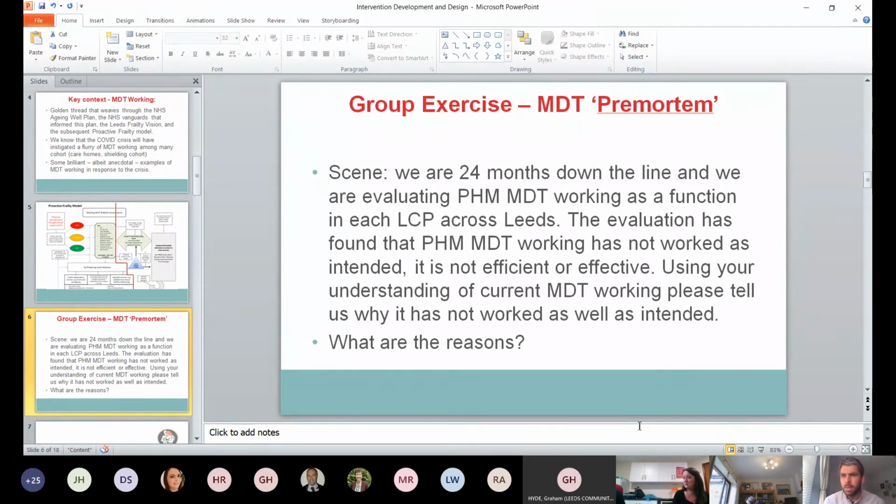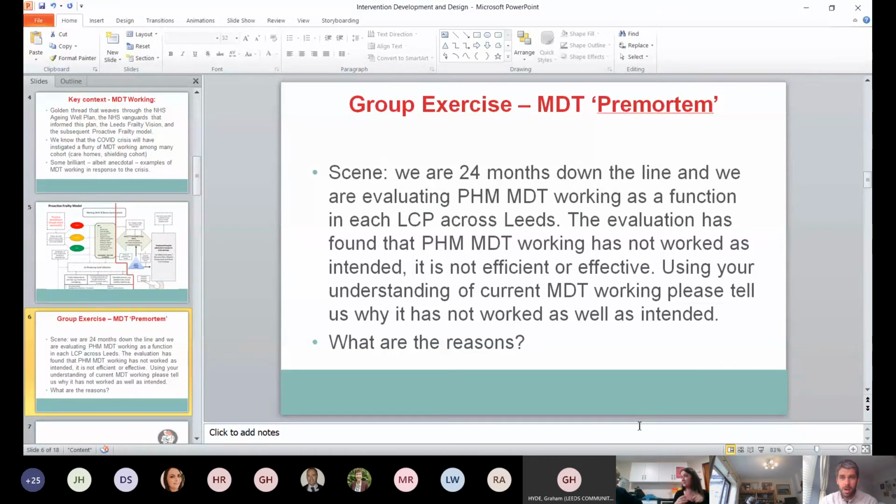So we're going to do an MDT pre-mortem. For anyone that hasn't done a pre-mortem before, it's essentially a forward view, a fast forward into the future. So the scene is that we're 24 months down the line, and we're evaluating population health management and multidisciplinary teamwork as a function in each of your individual LCPs.